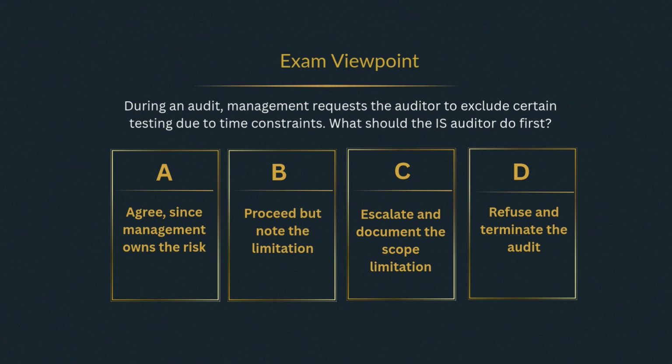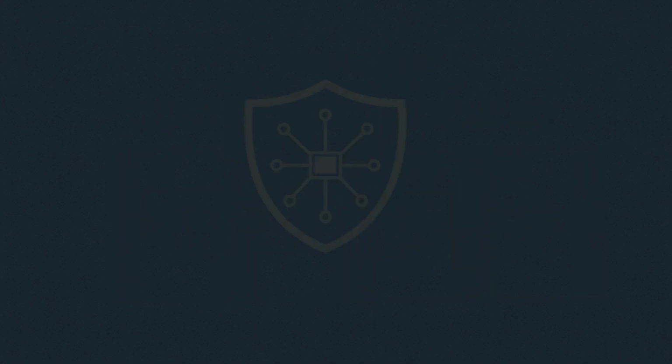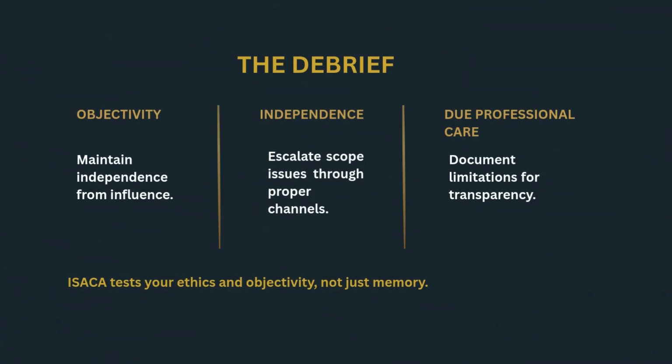A beginner might be tempted to choose D. Refuse immediately. But a real auditor's reasoning follows ISACA's ethical structure. You remain objective. You respect due process. You communicate scope limitations through proper channels. So, the correct answer is C. Escalate and document the limitation, because that action reflects both due professional care and independence. A real auditor documents scope limitations and escalates. That's due professional care and independence in action.